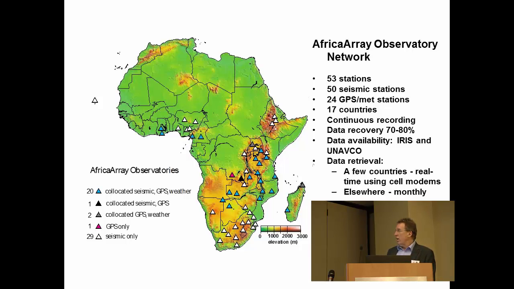The data is archived at IRIS and UNAVCO. These are NSF-supported academic consortia to support seismic and geodetic research. And most of the data is downloaded periodically. These are standalone stations. Some of them are networked. We're trying to improve the uptime and get more stations online, but many of them still are remote stations, and someone has to go and download the data every so often.